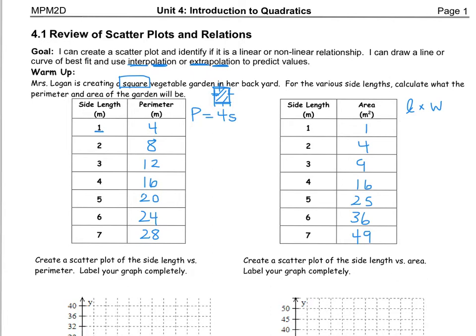Okay, so I've added my perimeter formula. It's just 4 times whatever the side length is. Our area we already defined to be equal to the length times the width. For that formula, I've calculated my values there, and then you should create your graphs if you haven't done so already, which I will do on my next slide here.